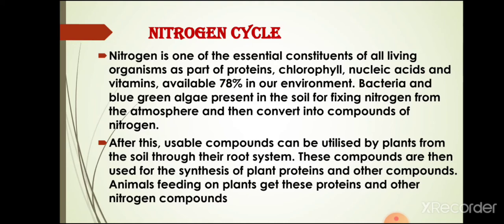Atmospheric nitrogen cannot be taken directly by plants and animals. So how do they get that nitrogen? There are certain bacteria like blue-green algae, or you have heard about the bacterium rhizobium. They are present in the soil and they fix the nitrogen from the atmosphere and convert it into compounds of nitrogen. Once nitrogen is converted into these usable compounds, then what happens? Plants absorb this nitrogen from the soil through the root system and utilize it.